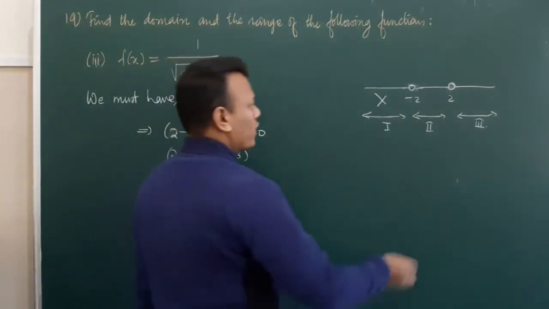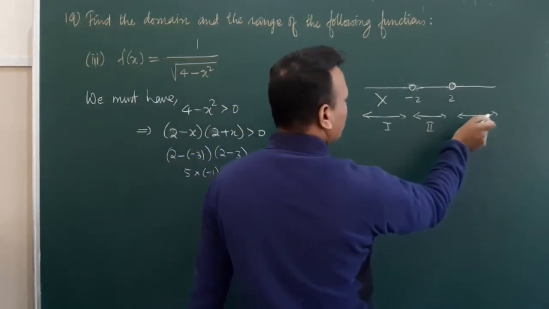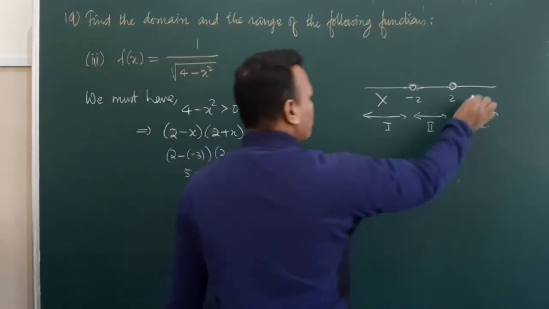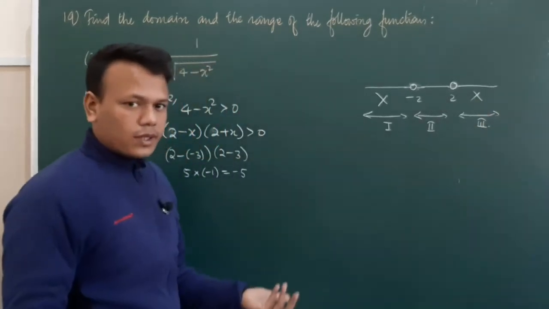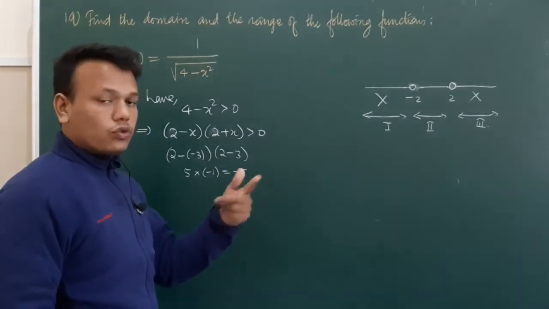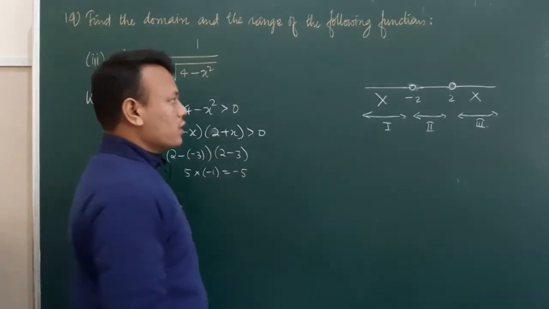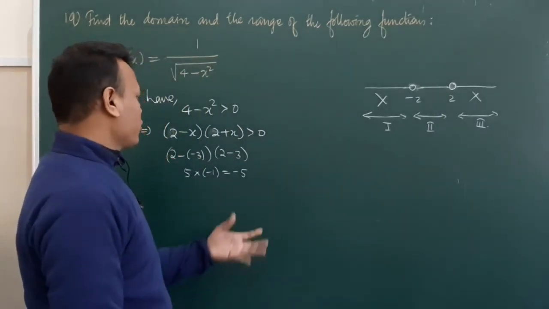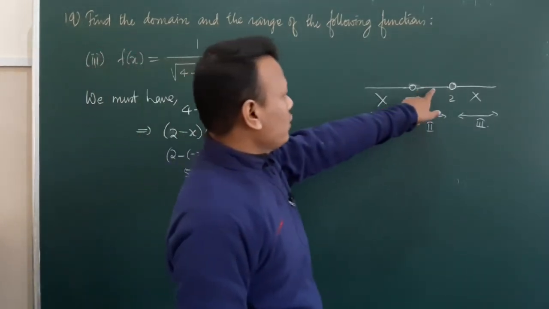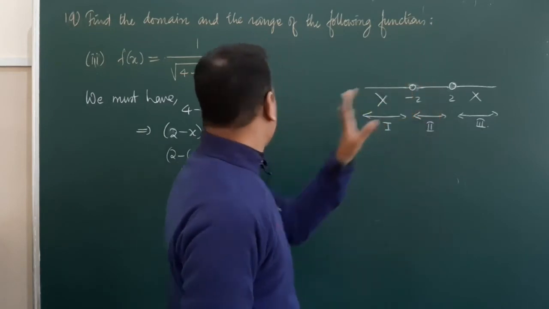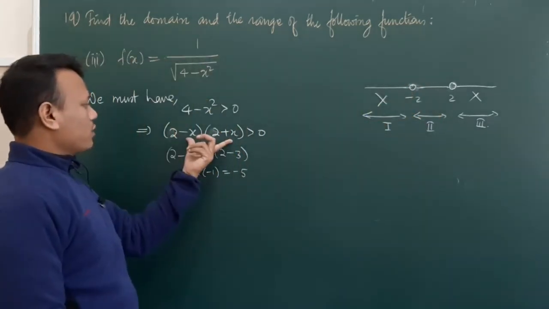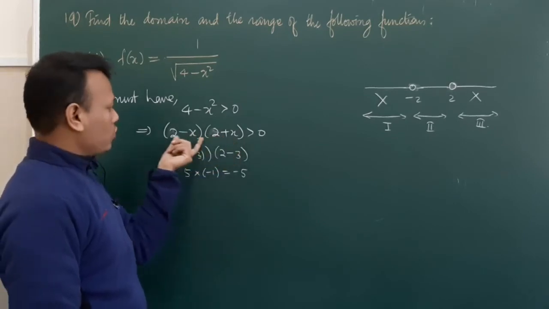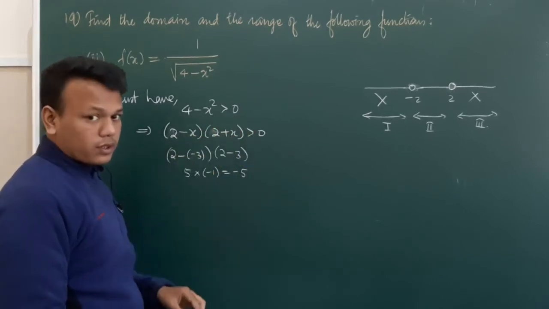Similarly, you'll find that if you choose any number from region 3, that is, if you choose 3, then also this is going to be negative. Again, you will get minus 5 if you choose 3. That means the only possible region is going to be this one, but still we need to check. Let's take any value in between, and that is 0 you can take. If you take 0, then 2 minus 0 is 2, 2 plus 0 is also 2, so 2 into 2 is 4. So this becomes positive, isn't it?